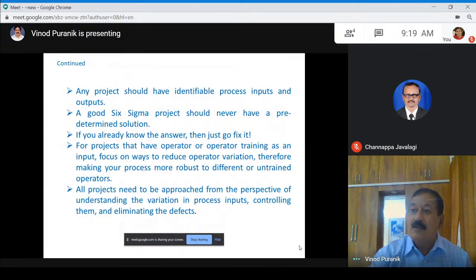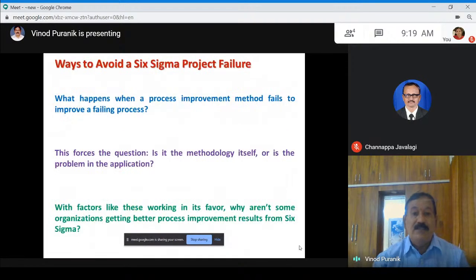And next, very important, is where we are very much worried about Six Sigma projects: failure. How are you going to avoid Six Sigma project failure? I will start with this: what happens when the process improvement method fails to improve the failing process? We all know that, as per the experts and the information I collected, almost 80% of these projects fail to deliver the improvements they promise. So these are the problems. Then the question arises: is it the methodology itself, or is the problem in the application?